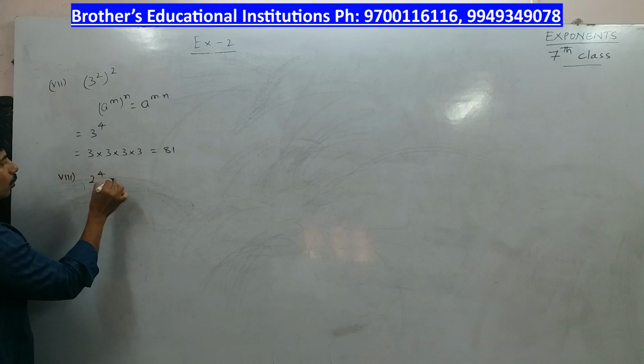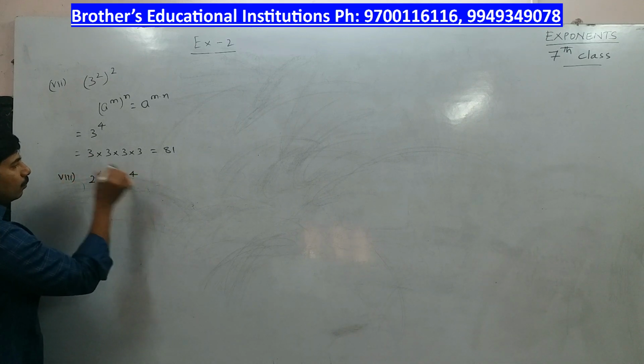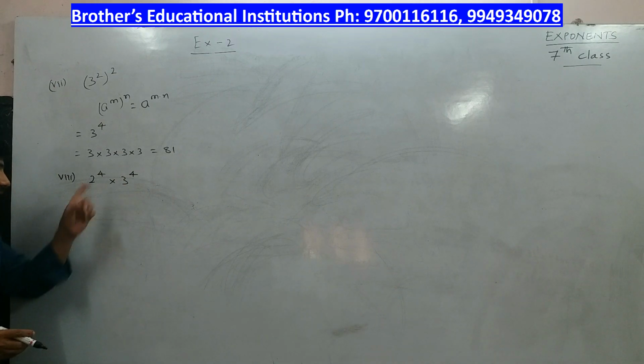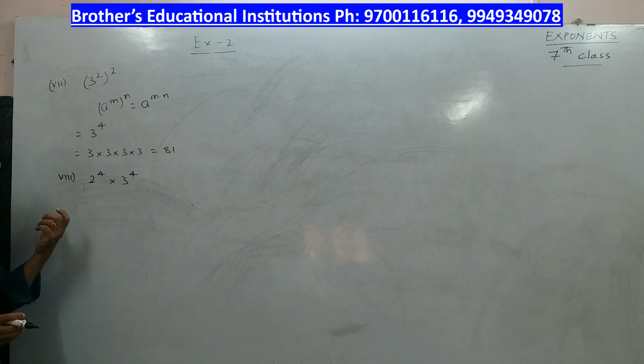2 power 4 into 3 power 4. Okay, so here one thing is very important: the powers are the same but not the bases. So here the bases are not equal, so we cannot add the powers. Okay, we cannot add the powers.